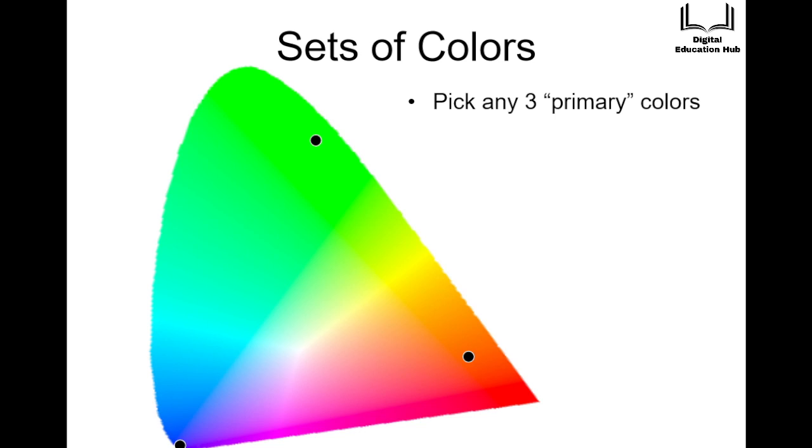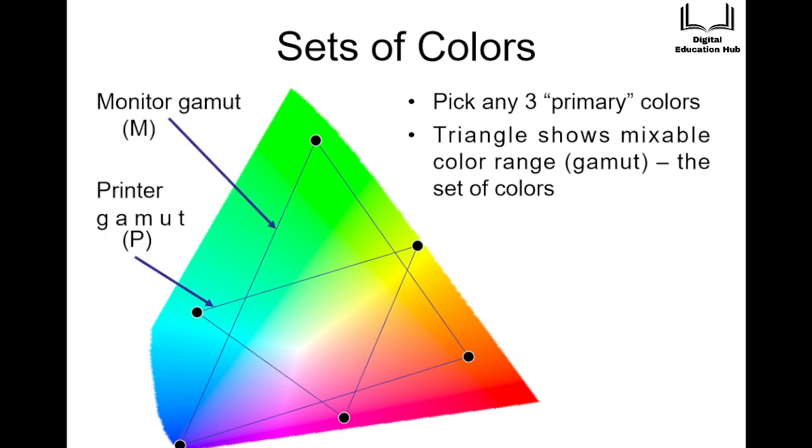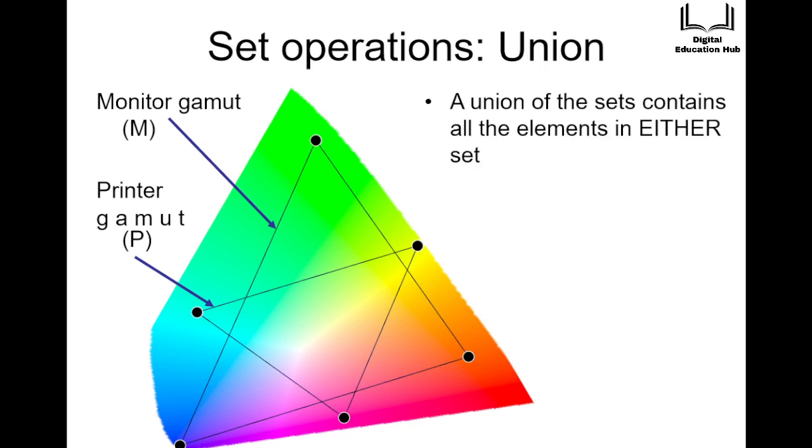So let's start. Suppose we have this set of colors and we are picking any three primary colors. So we are picking two groups in this way, that is, two sets. This triangle shows the mixable color range, and in this way we are selecting the two sets. The first set can be called the monitor gamut, that is M, and the printer gamut, that is P. Here we can see the various operations which we can perform.